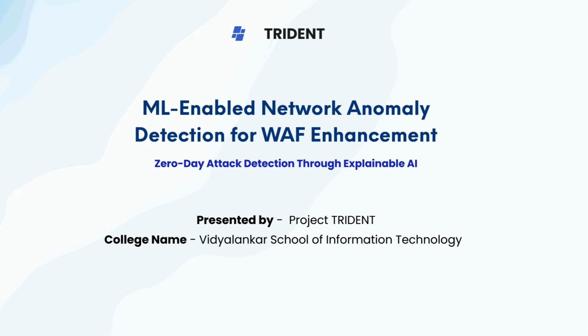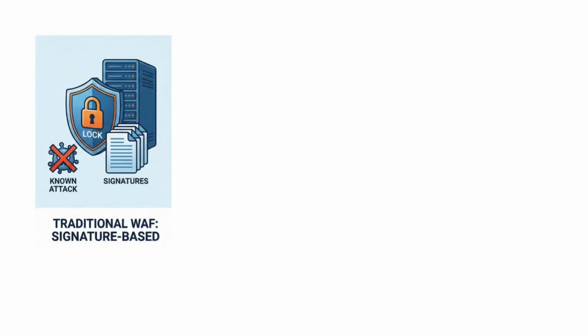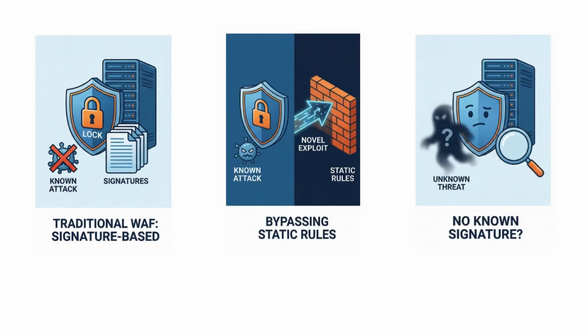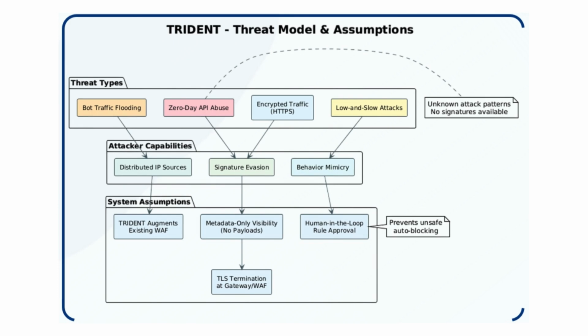Modern web applications face sophisticated attacks like zero-day exploits, bot-driven intrusions, and API abuse. Traditional web application firewalls rely on signature-based detection. They can only block known attack patterns. But what about attacks with no known signature? What about novel exploitation techniques that bypass static rules? Trident solves this by combining traditional rule-based filtering with intelligent machine learning-driven anomaly detection.